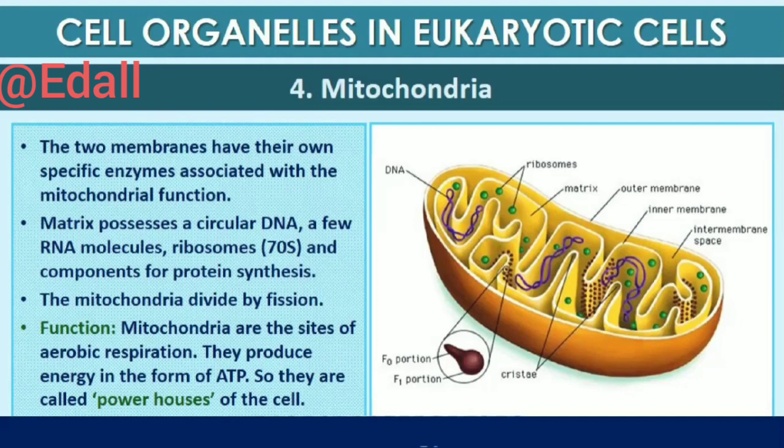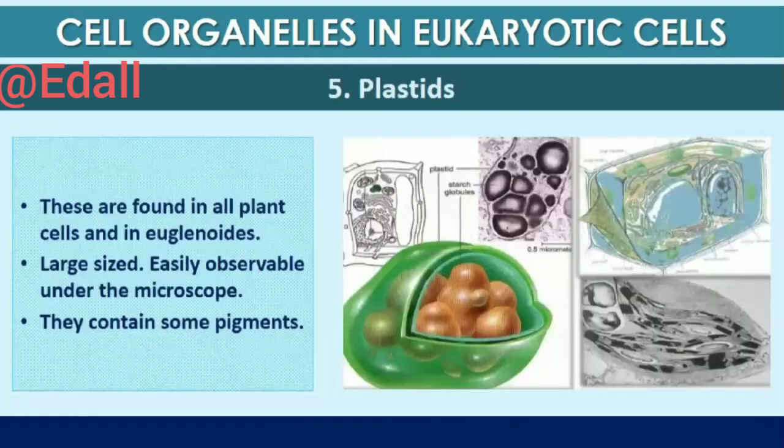The matrix also possesses a single circular DNA molecule, a few RNA molecules, ribosomes, 70S, and the components required for the synthesis of proteins. The mitochondria divide by fission. The cis and the trans faces of the organelle are entirely different, but interconnected.